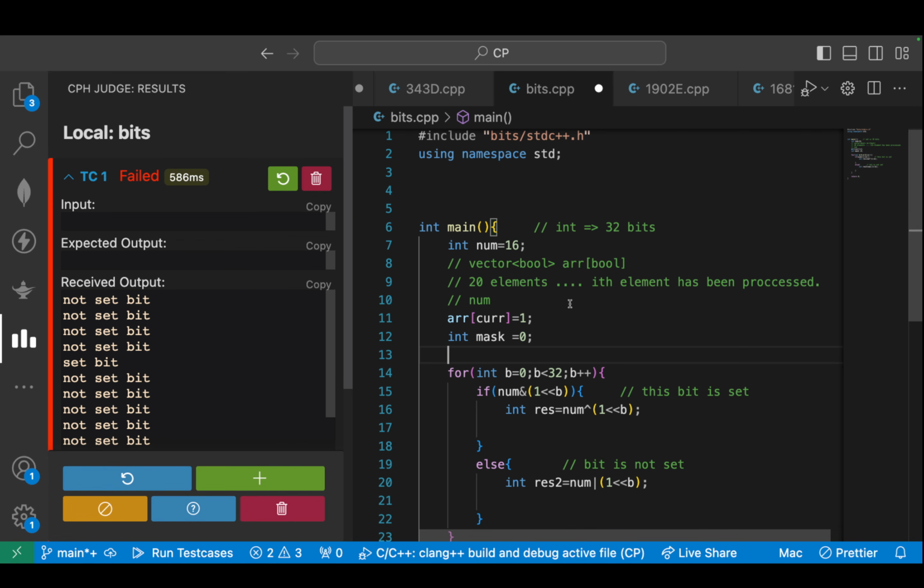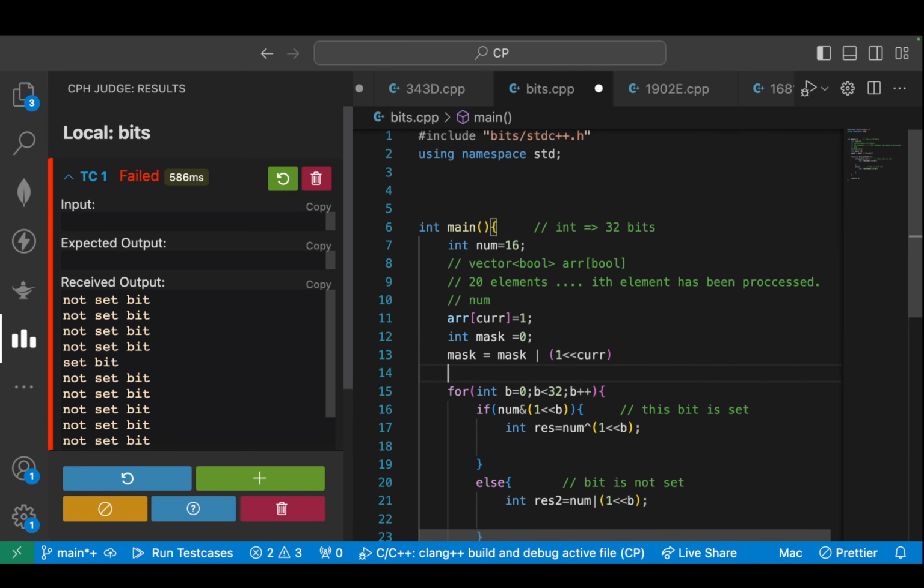But cool. So we can say that mask is equal to mask OR, now you just want to set the bit that is at the location cur. So you'll say 1 shifted cur times. And yeah, now your mask basically contains the information that technically your array would have contained. And in this way, you are actually consuming a lot less space and also making your program faster. And this is what bit masking even means.